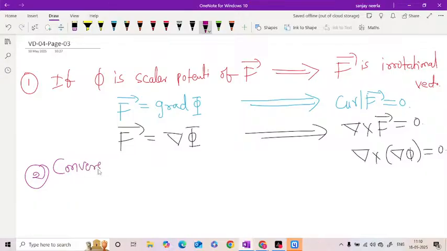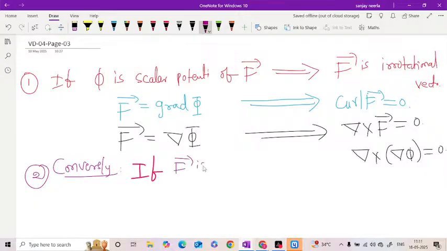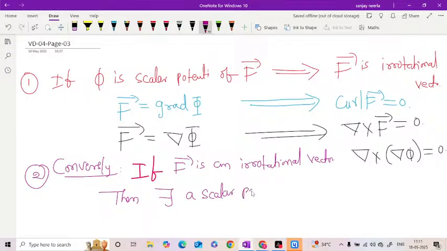Conversely, the converse also works. Suppose f is an irrotational vector, then definitely there exists a scalar point function, that means a scalar potential pi, such that f is equal to del pi.